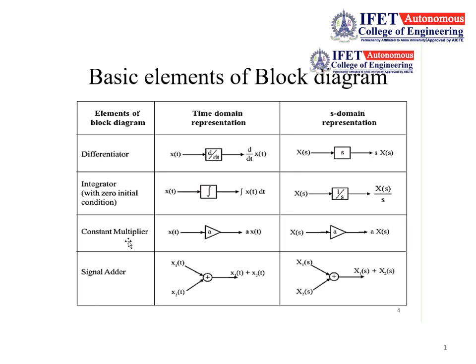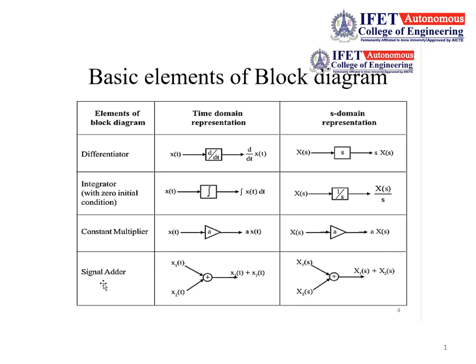Another element is the constant multiplier. Here the input is x of t, and a represents the constant which is to be multiplied with x of t. That is why it is called a constant multiplier. In the S domain, the input is x of s, the constant multiplier is a, and the output is a times x of s.